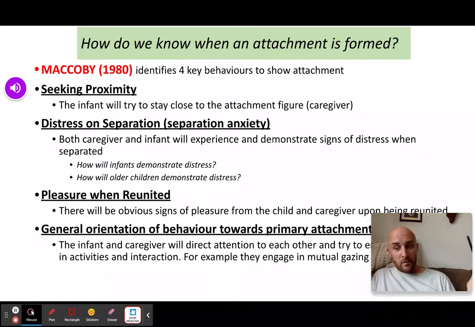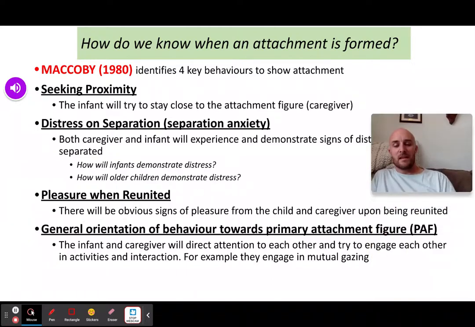Rachel then came running back out again, and you see the third one here as well, pleasure when reunited. Babies are amazing when they are attached. When they are reunited, they can be crying the house down, screaming really high pitch. Mum picks it up, stops crying straight away. So that again is evidence of attachment.